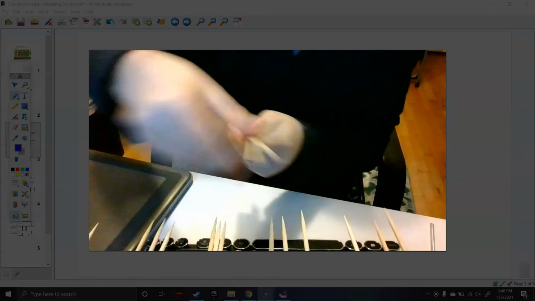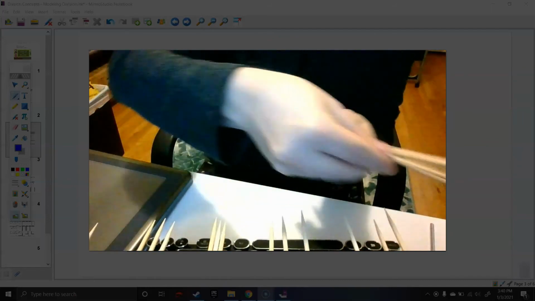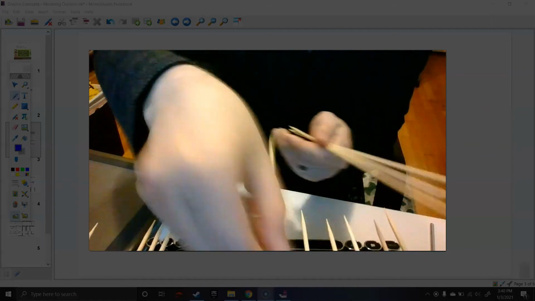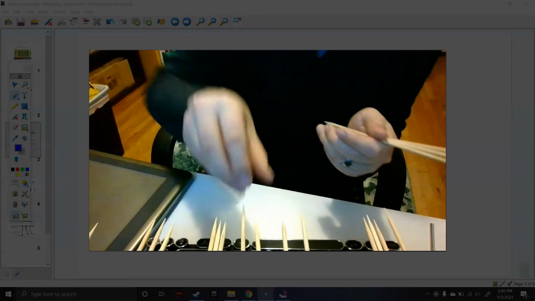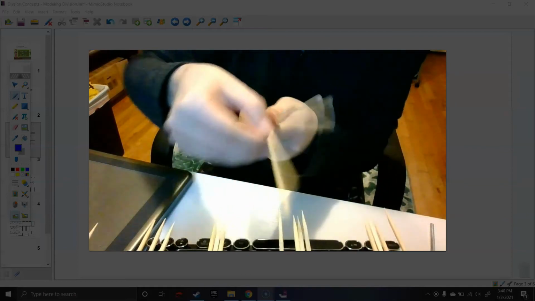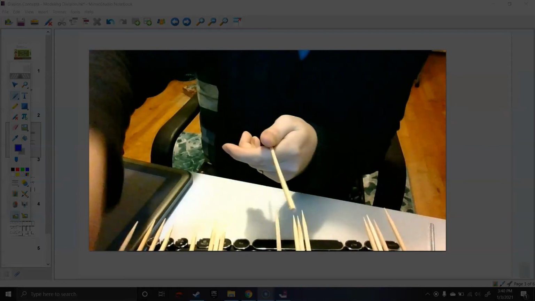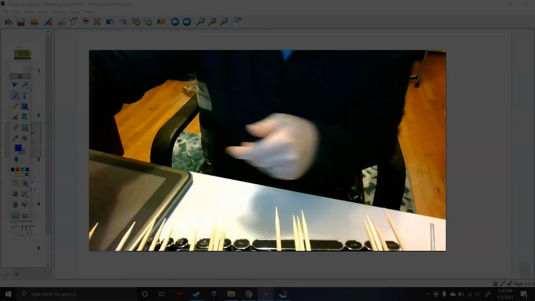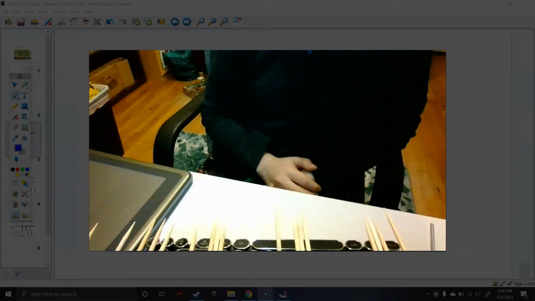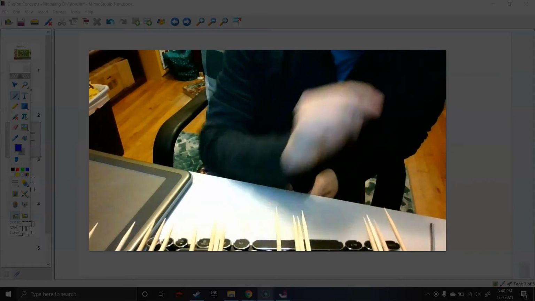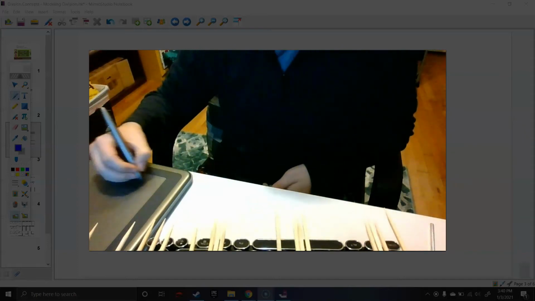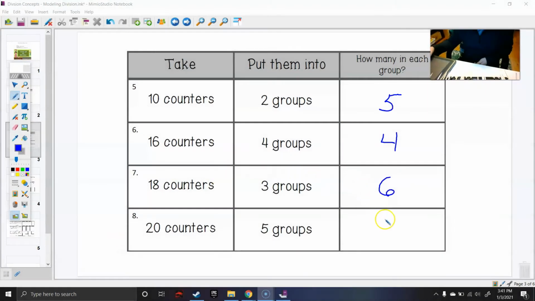Three, 4, 5, 1. There we go. 2, 4. All right. How many do we have in each group? 1, 2, 3, 4. So we know that 20 divided by 5 is 4.